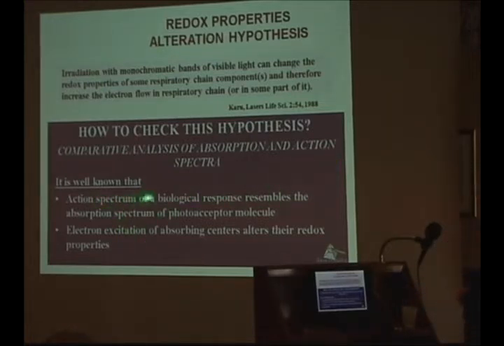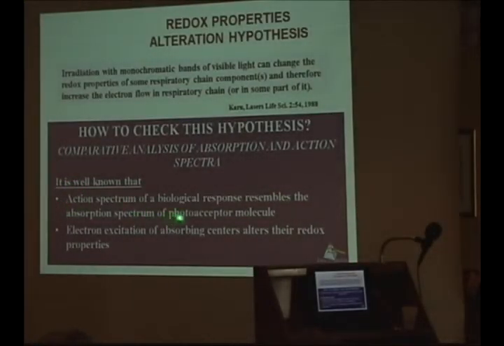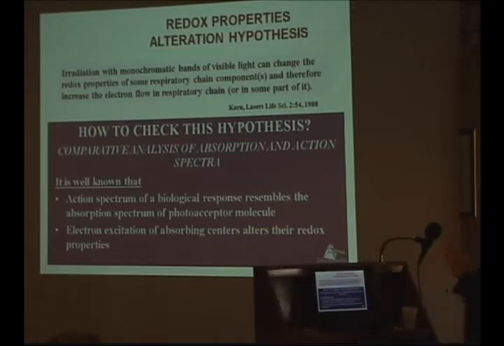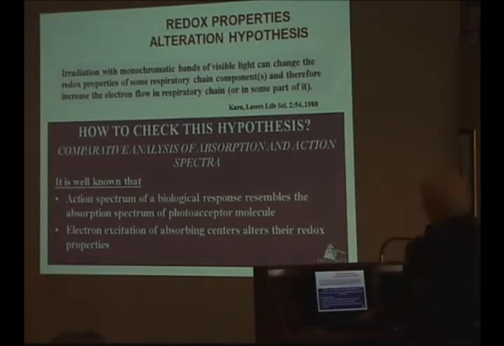But later on, after 10 years or so, we did this. It is based on the knowledge that the action spectrum of a biological response resembles the absorption spectrum of the photoacceptor molecule. And we knew by this time already that it is cytochrome C oxidase. But the right absorption spectrum in a living cell monolayer is an extremely difficult thing experimentally. Of course, it is very well known that electronic excitation of absorbing centers alters the redox properties of the enzyme.